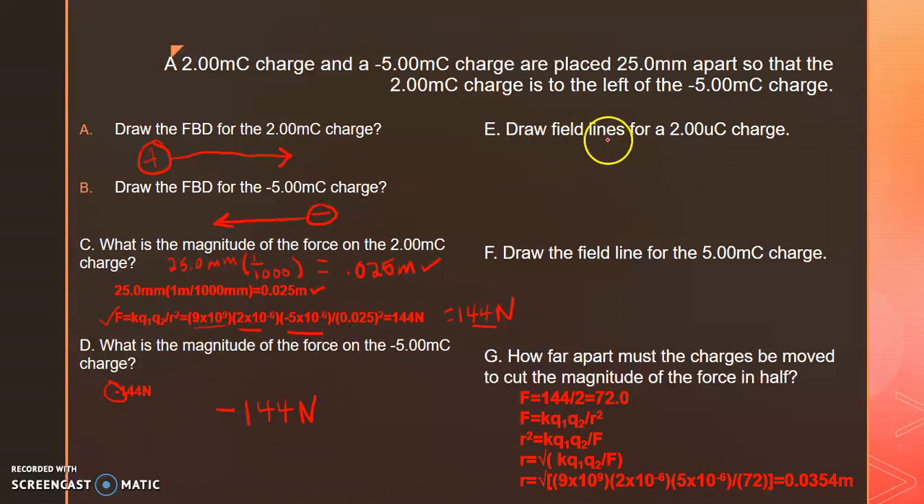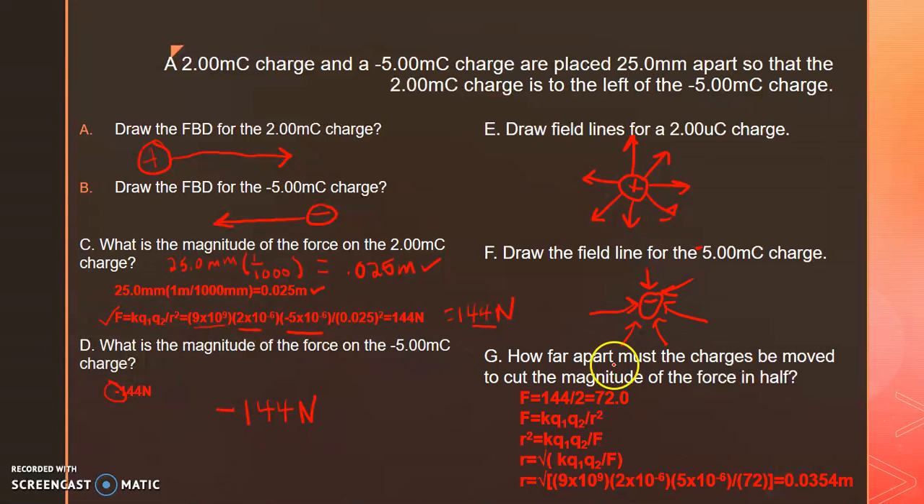All right, now E says draw the field lines for the 2.00 charge. All that's asking is to add the arrows for that charge. So basically you would draw something like this. Same thing for letter F, draw the field for the negative charge. So you do the same thing for the electric field, except now it's going to be in the opposite direction.